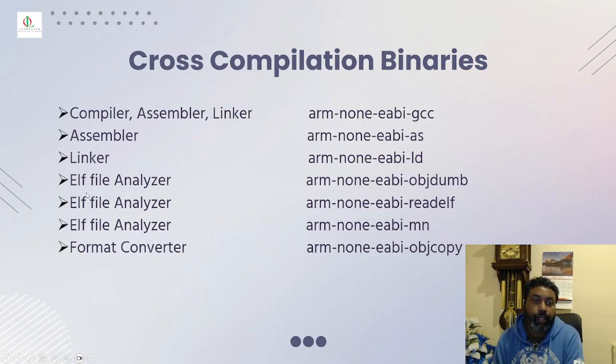And today we're going to learn about the analysis of the different sections. To analyze the ELF file, you use arm-none-eabi-objdump, the object dump analyzer. And I already said that to convert the ELF format to a bin format or a hex format, you have to use objcopy, object copy. That's a format converter.